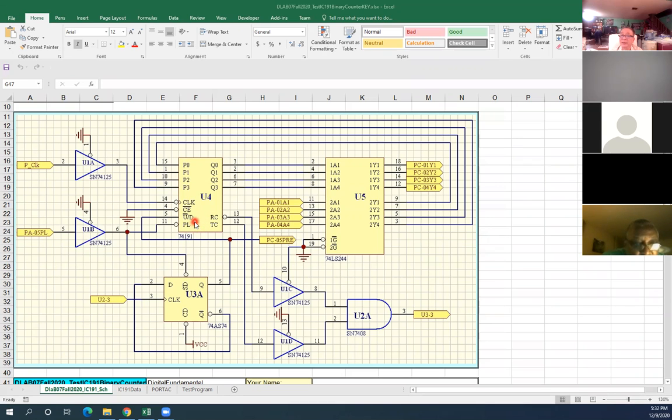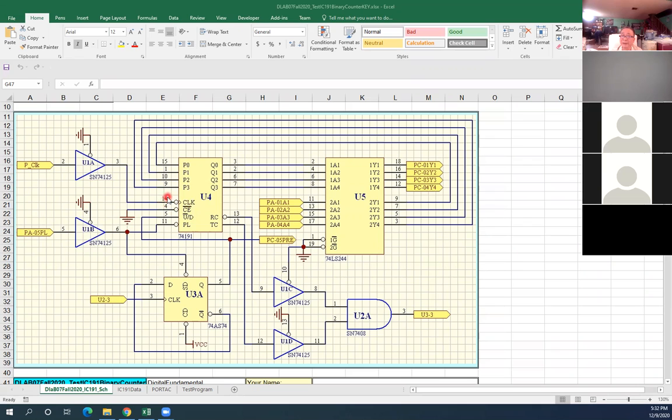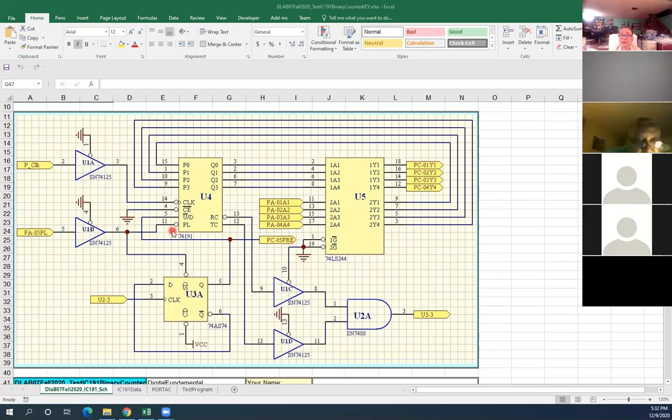Okay, now a question on loading. Which pin is the load? What pin is the load? Pin 11. Pin 11, okay, PL. Okay, thank you. PL means parallel load.